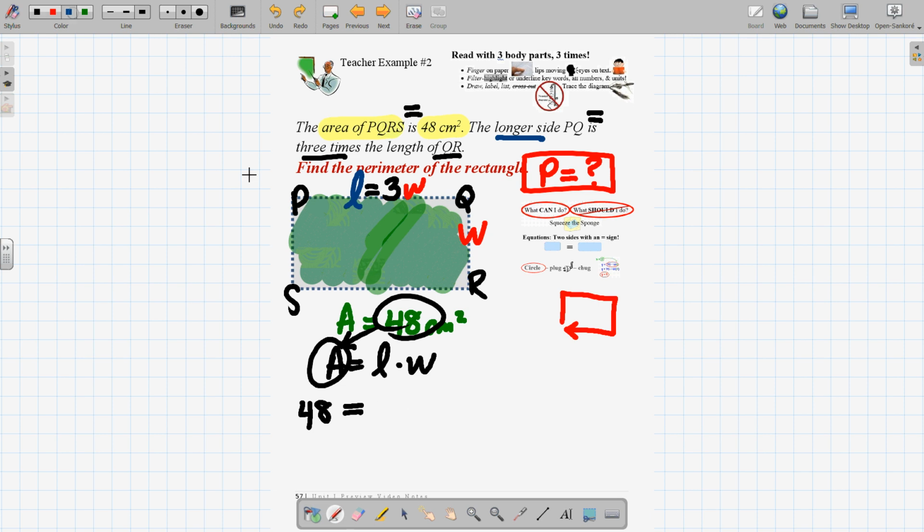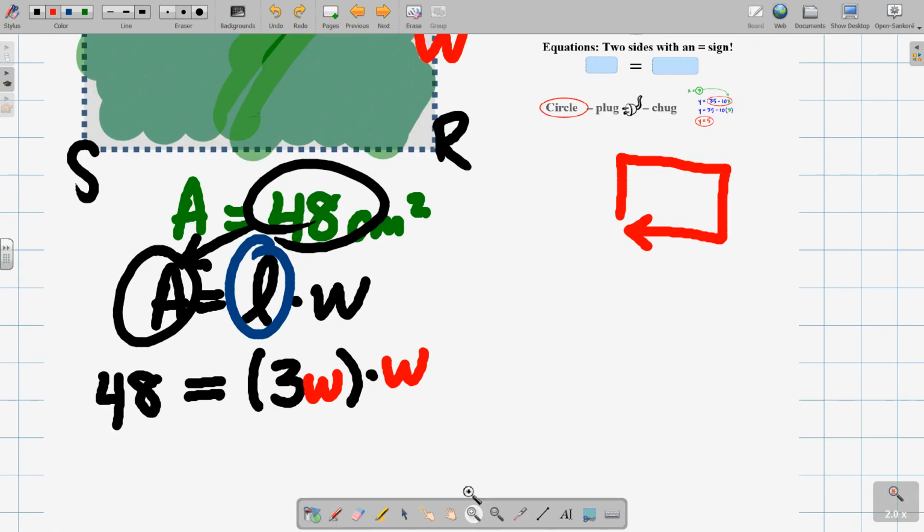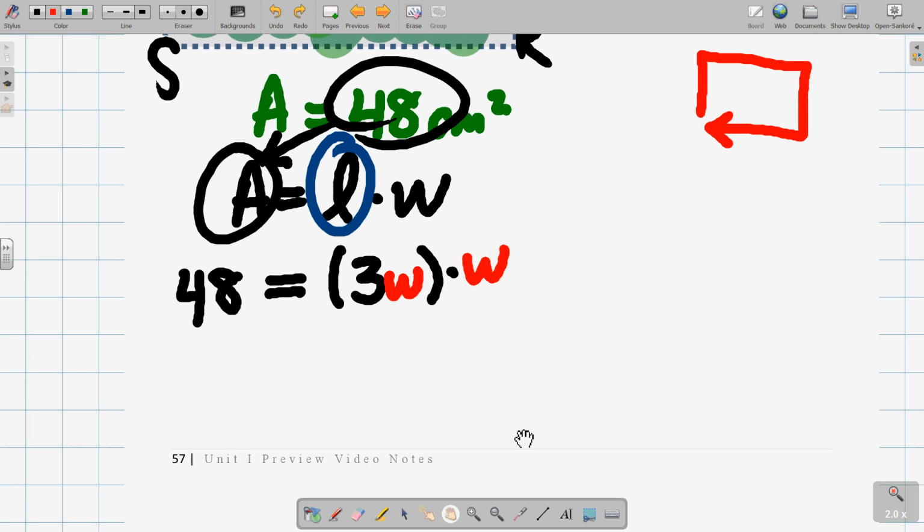I'd like you to circle length and ask yourself, what do you know about the length? Oh, I can replace the length with 3W. Let's do that. Then here I have the W. Lo and behold, I am down to one variable. Super important, folks. W times W is W squared.